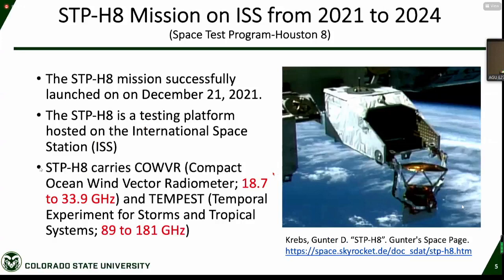Next, we have a new sensor, a new mission called the STP-H9 mission. STP-H9 was launched in 2021 and is a testing platform on the ISS. This platform carries two sensors. One is COWVR, providing low frequency channels from 18 to 33 gigahertz, and also Tempest, providing measurements from 89 to 181 gigahertz.